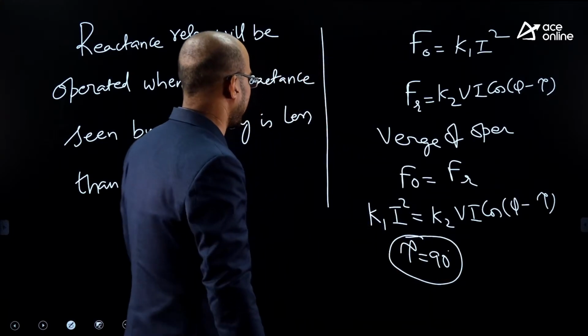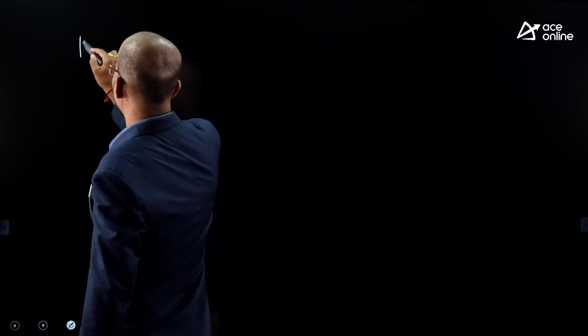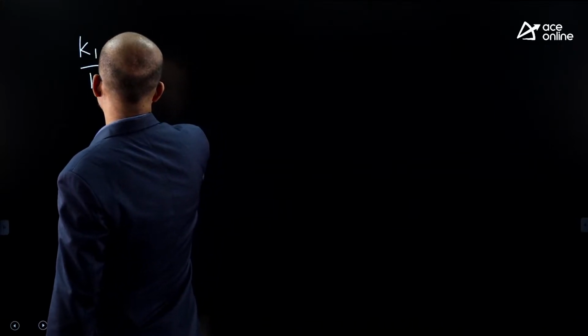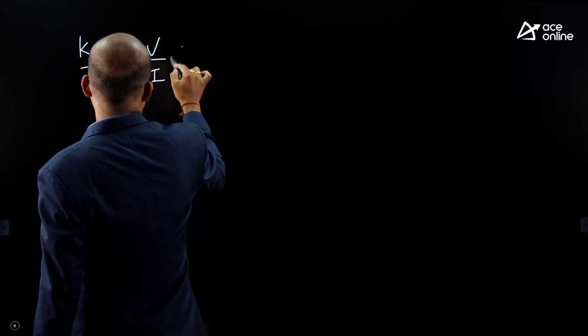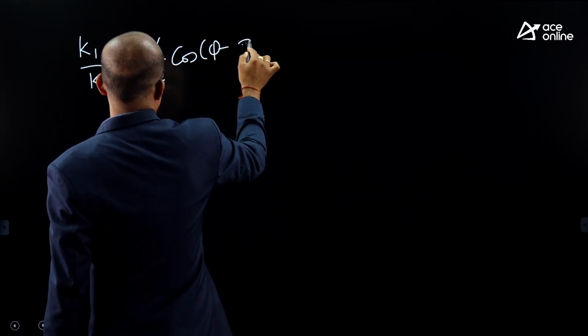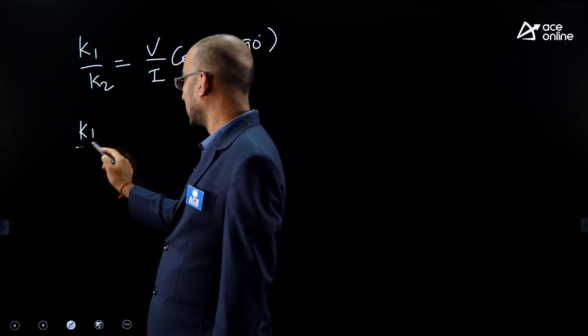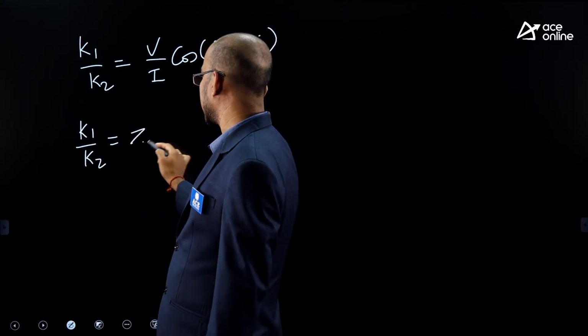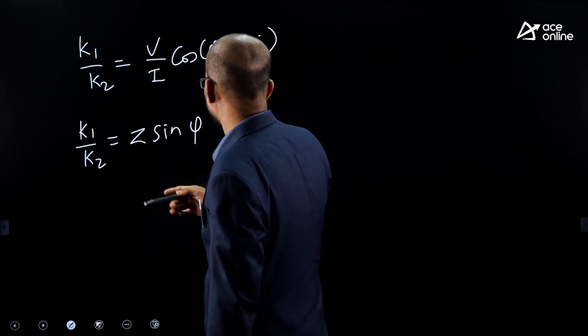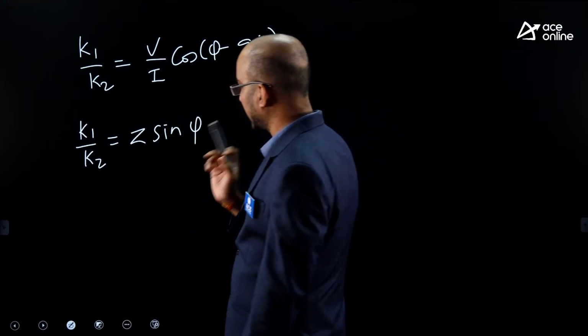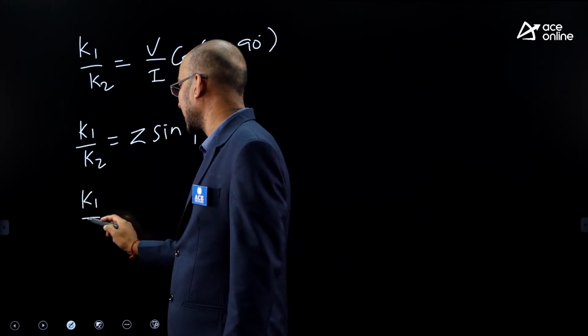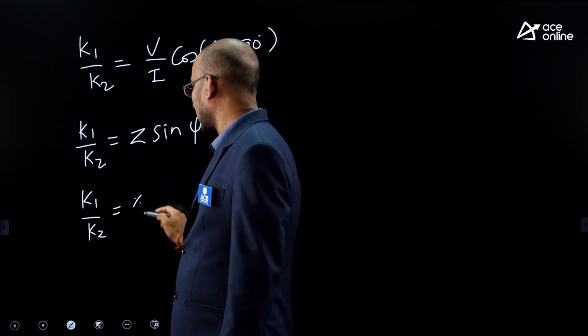So with tau as 90 degrees, we get K1 by K2 is equal to V by I cos of phi minus 90. Cos of phi minus 90 is sin phi. So K1 by K2 is Z sin phi, that is reactance. So K1 by K2 is equal to X.